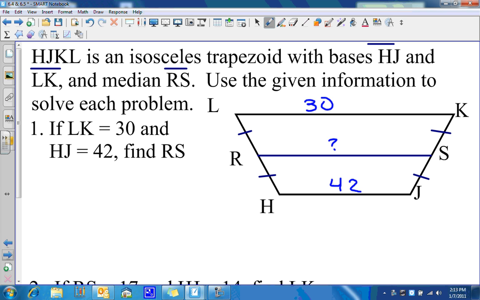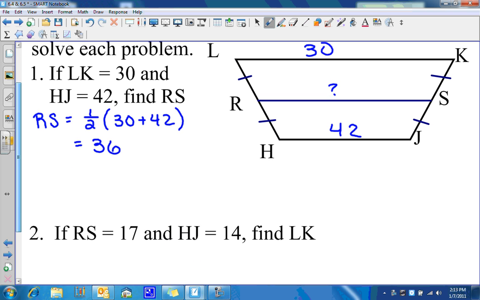Well, remember, RS is the median. It is a half of your bases added together. Right? So 30 plus 42 is 72, and 72 divided by 2 is 36. Very good. Everybody okay with that? Yep. All right, I'm going to move it down and do the next problem. I'm going to erase this part and try again.